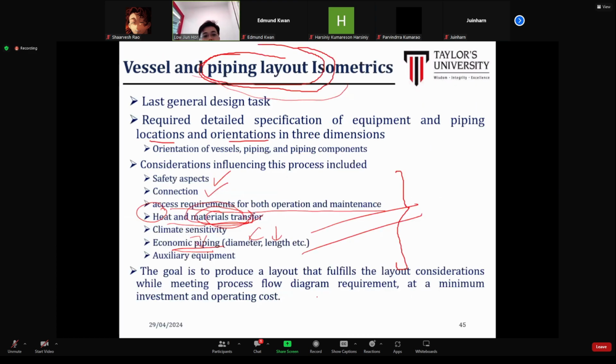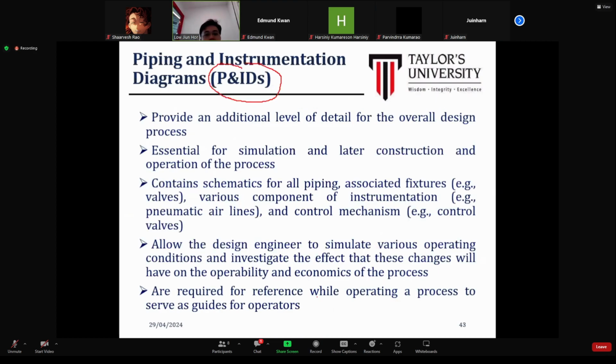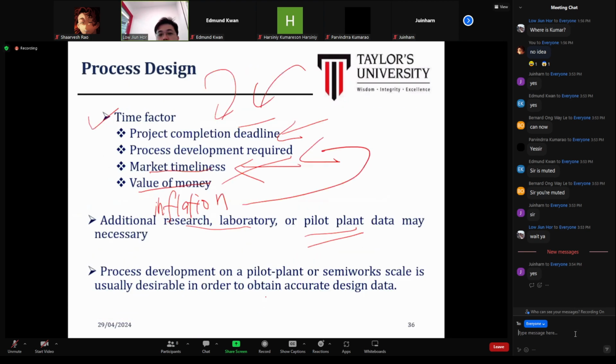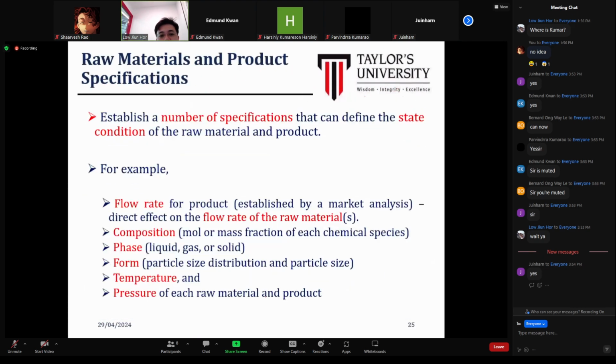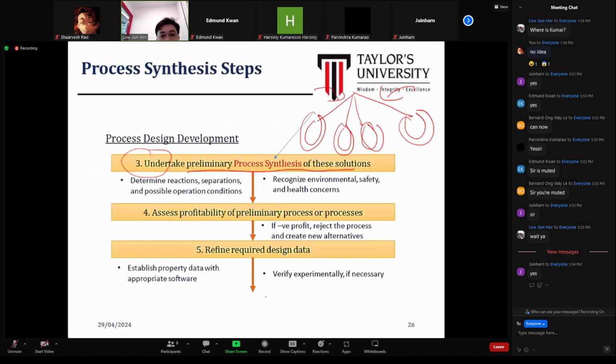So we are done with our lecture 2 today. Basically these are the steps that we will do and cover under the 3rd step here. So far, any question?